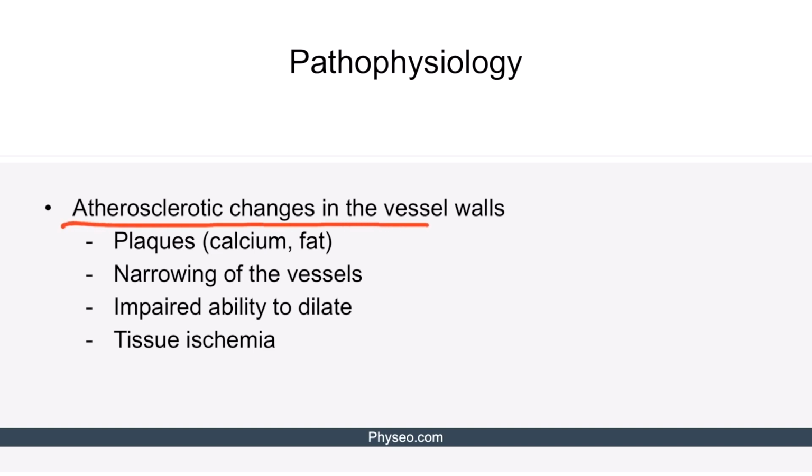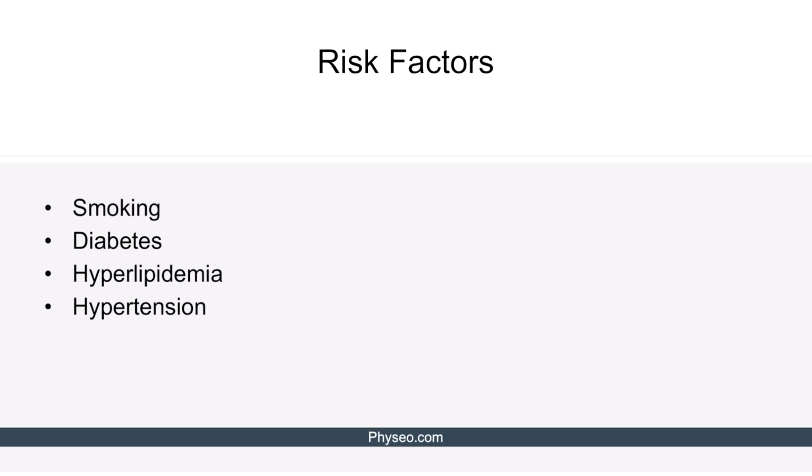Here is a summary of peripheral artery disease pathophysiology. Atherosclerotic changes in the vessel walls, and specifically the deposition of plaques composed of calcium and fat, result in a narrowing of the vessel, along with an impaired ability to dilate in response to greater demand, and this results in tissue ischemia. There is overlap between the risk factors for peripheral artery disease and acute arterial occlusion, which we cover in another lecture. This includes smoking, diabetes, hyperlipidemia, and hypertension. Smoking is one of the most critical risk factors.